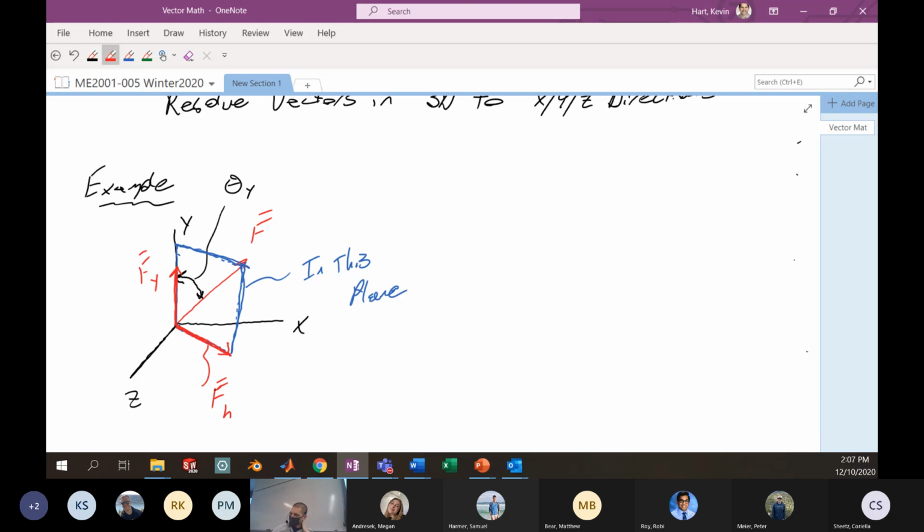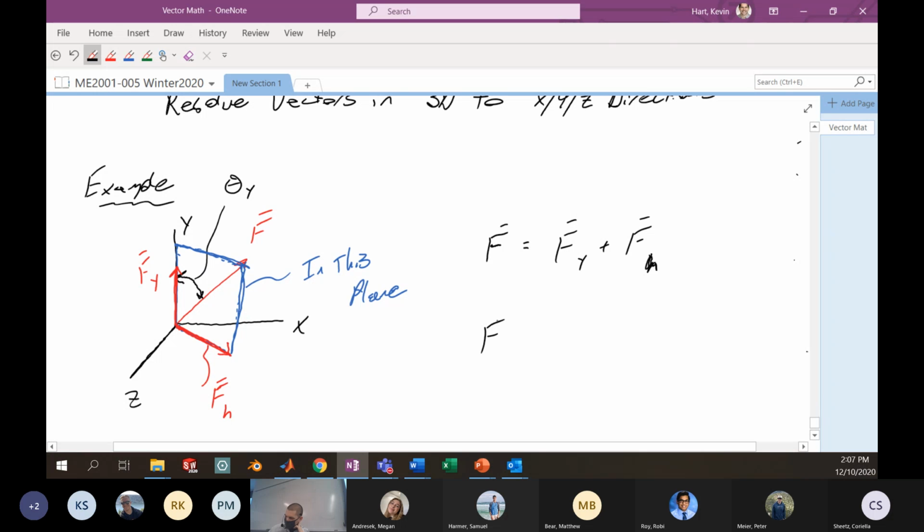Now, after I've done this, I can understand that the vector F is going to be some combination of whatever I resolved in the y direction plus whatever I resolved in the h direction. So here this is Fy plus Fh, right? This is just similar to what we did in 2 dimensions, Fy plus Fh.